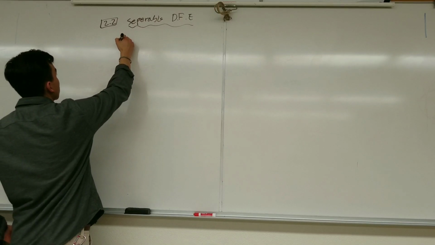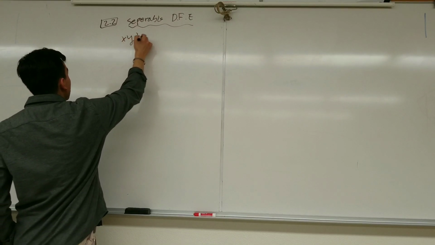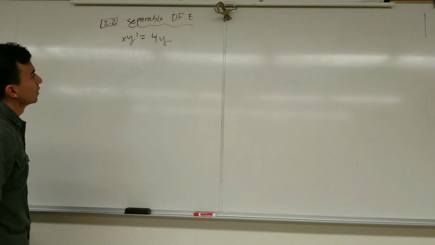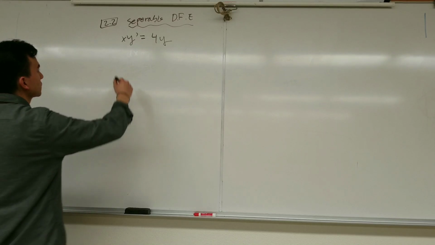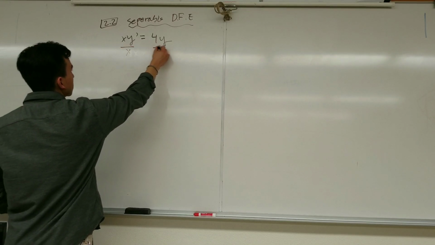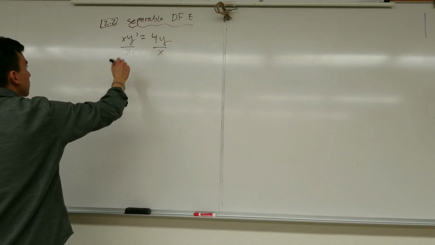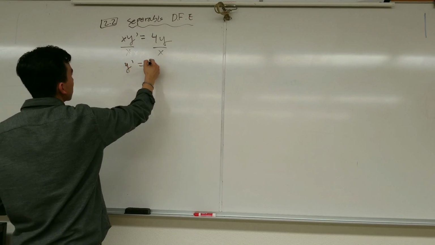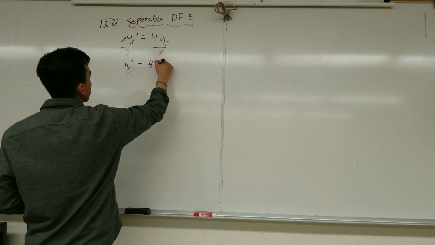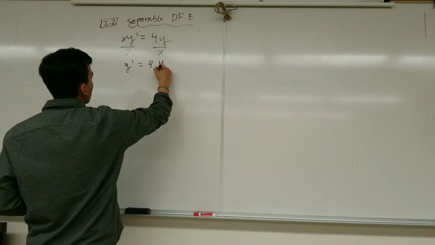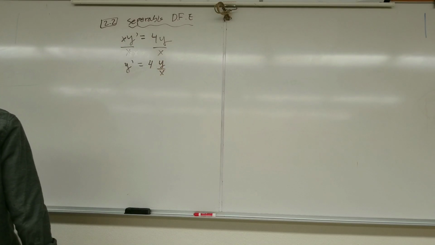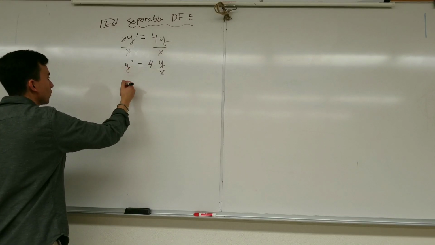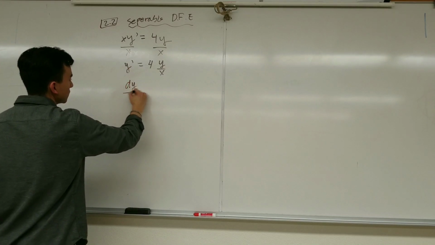So let's say, for instance, we had xy' equal to 4y. Well, what I would do first is divide the x to both sides. My x's will reduce. I am now left with y' is equal to 4 over x. Now, that probably doesn't look easier, but if we remember, our y' also equals dy/dx.